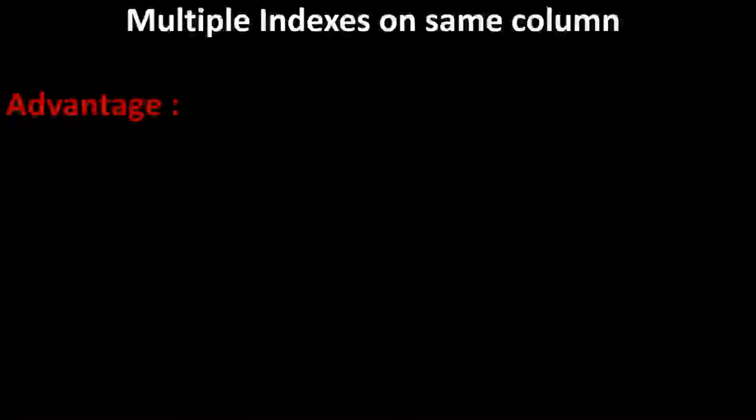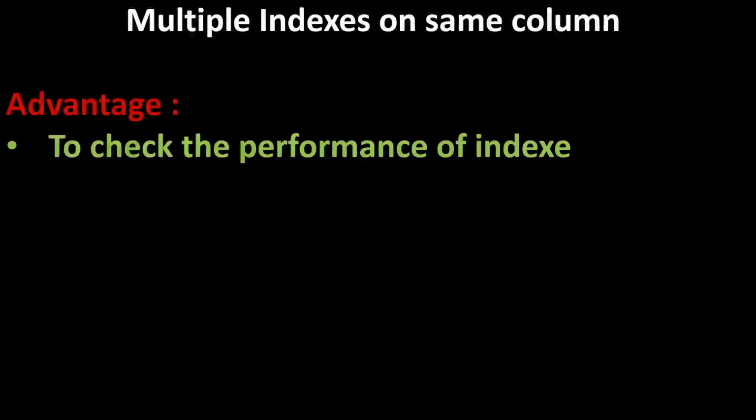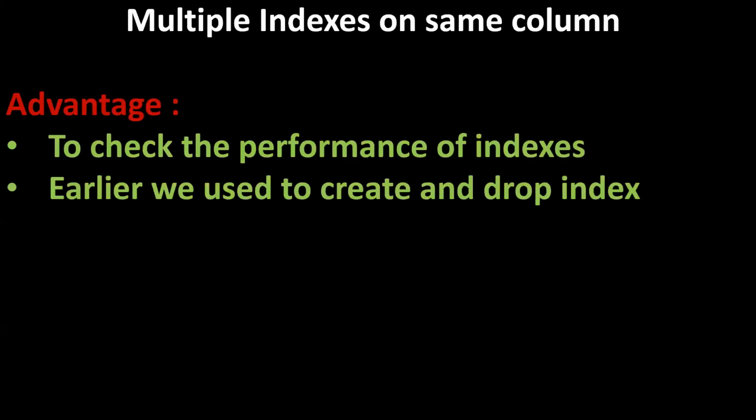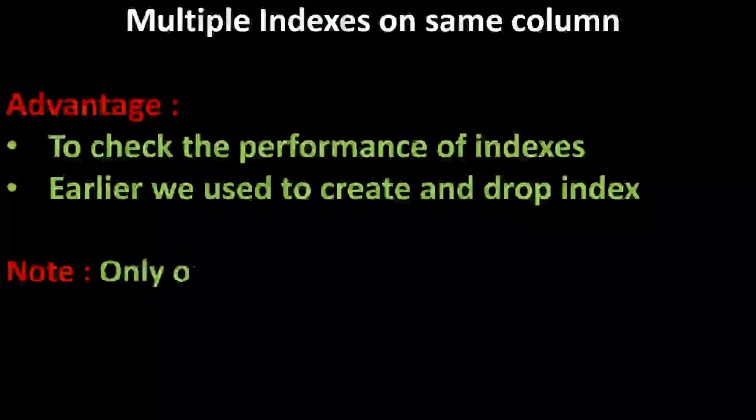The advantage of multiple indexes is that we can check the performance of each type of index. If the performance is not good, we'll drop the index and create one more type of index so that we can check whether it is working fine or not. Prior to 12c, we'd create an index, and if it is not good, we'd drop the index and create one more type of index. In order to avoid this time gap, we make this index invisible so that we can check the performance easily. That will be available at a particular time.